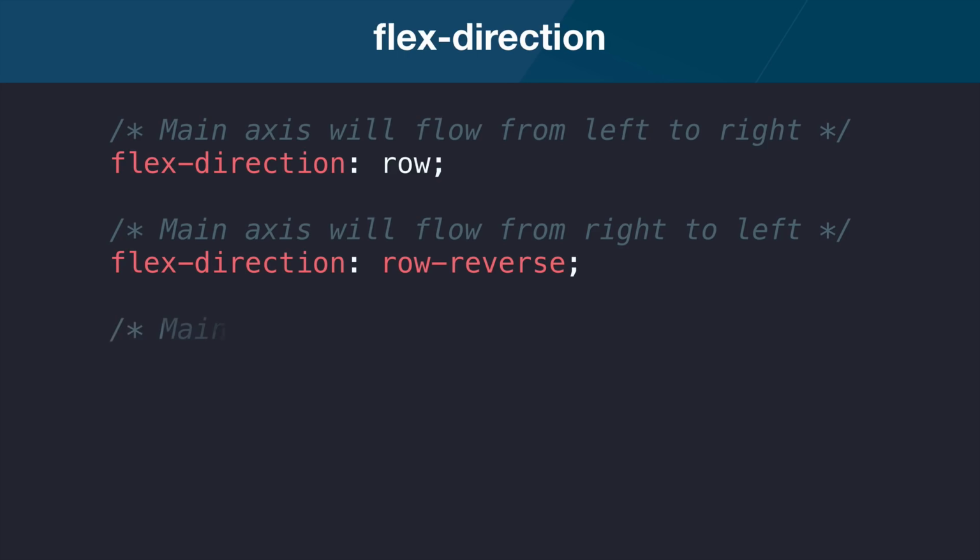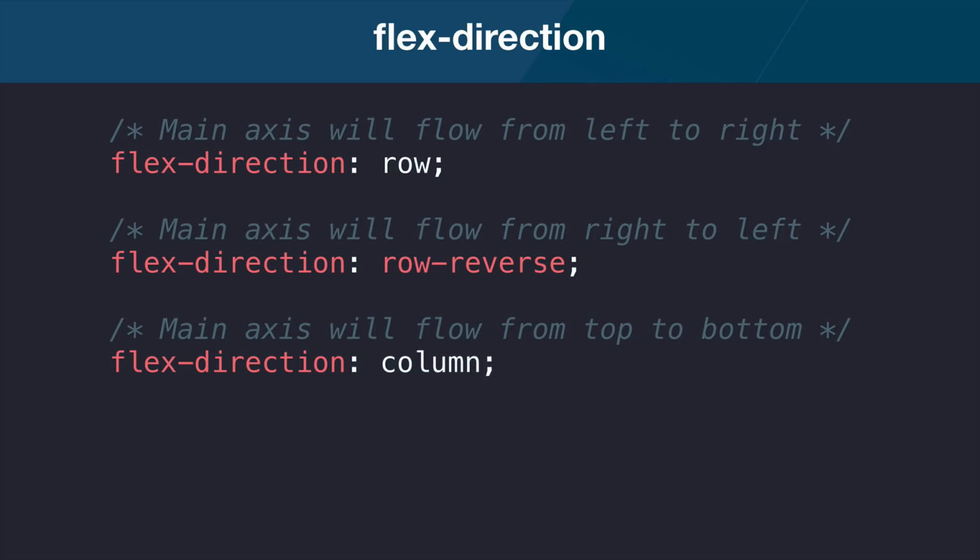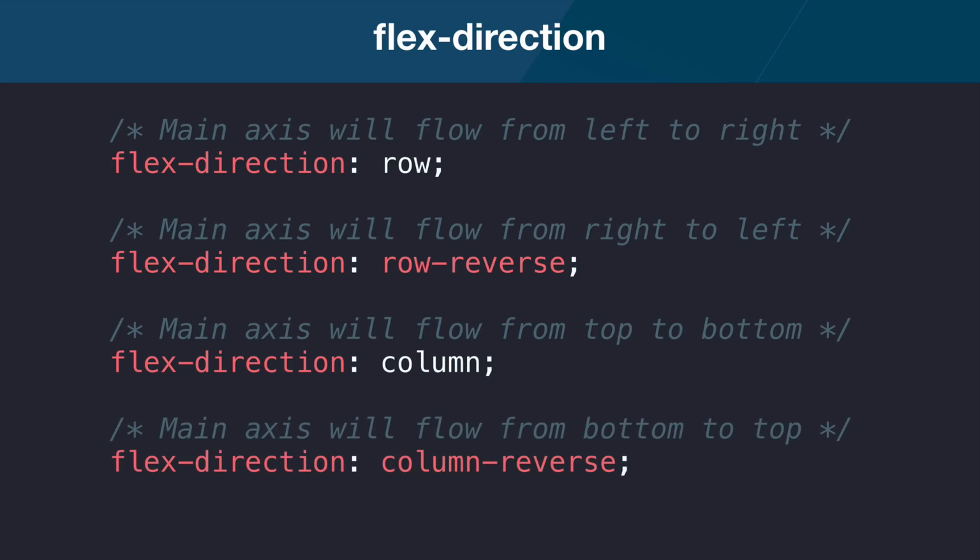Next, we have column. Main axis will flow from top to bottom. It's pretty straightforward. We actually saw that in our previous together example that we did. And then the last one, of course, is column reverse. So the main axis will flow from bottom to top. Pretty straightforward. So that is Flex direction. Remember, the default is row.